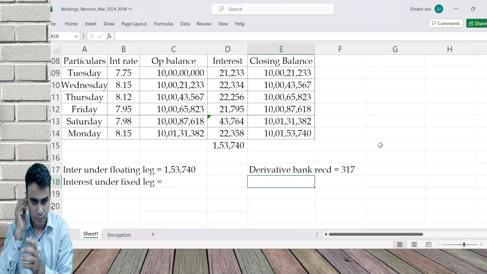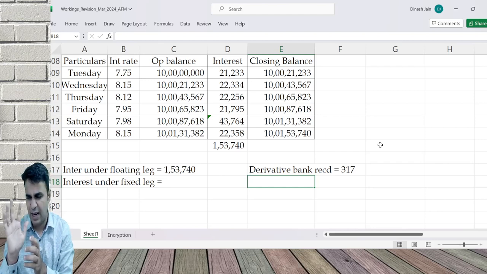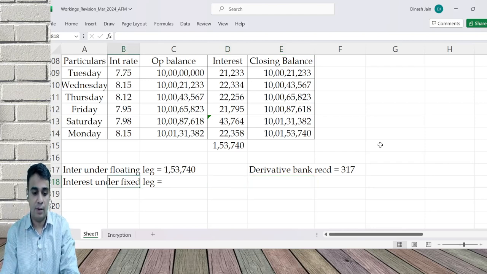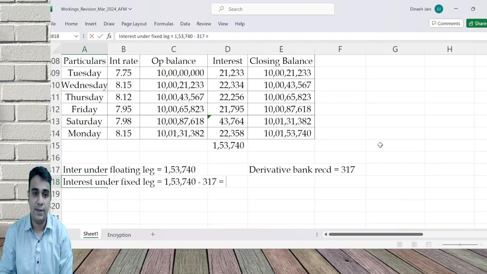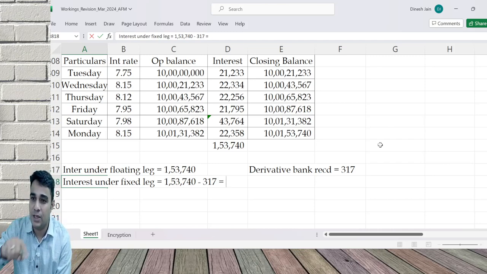Floating will be more, fixed will be lesser. Yeah, okay. 153,740 minus 317. This is what happened in the previous question, with the net settlement of 20,000, 15,000.